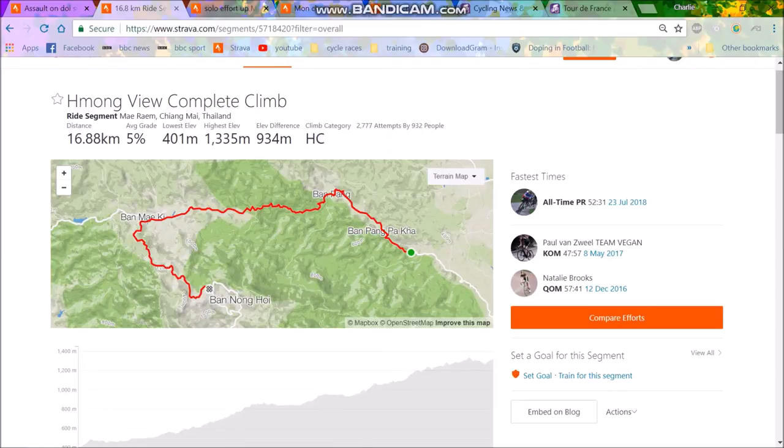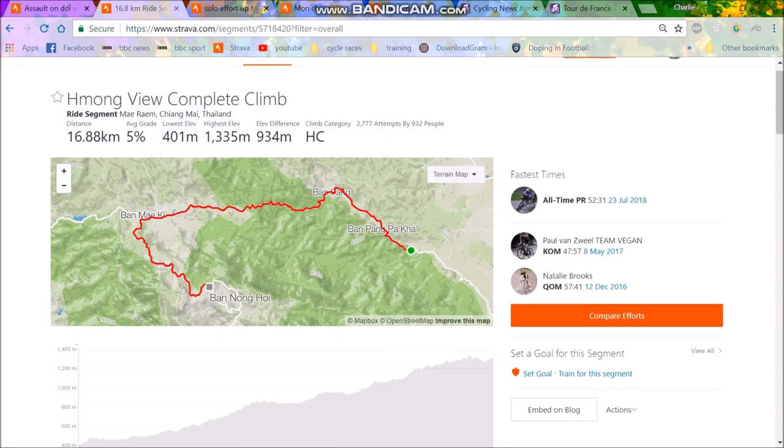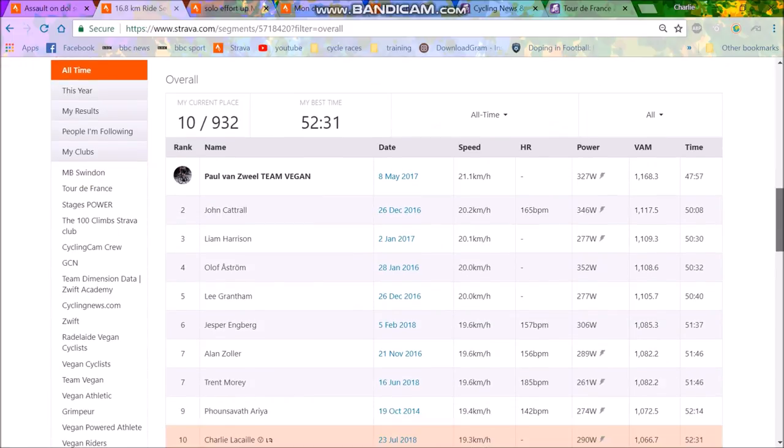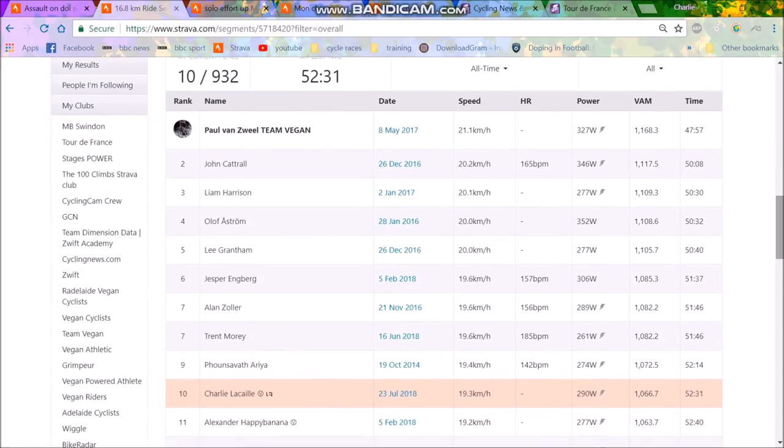Yesterday I did an effort up Mon Cham, which is this segment here, 5%, 16.9 kilometers. I thought I'd go into power, since it's a very rolling climb, and analyze some power. Anyway, we have the KOM, which is poor. I had an all right effort, didn't really eat enough. I was 10th here, so not incredible, but not dreadful either.